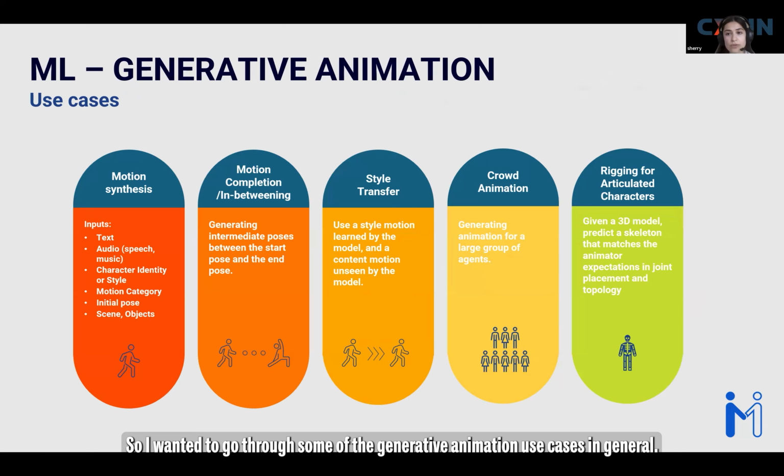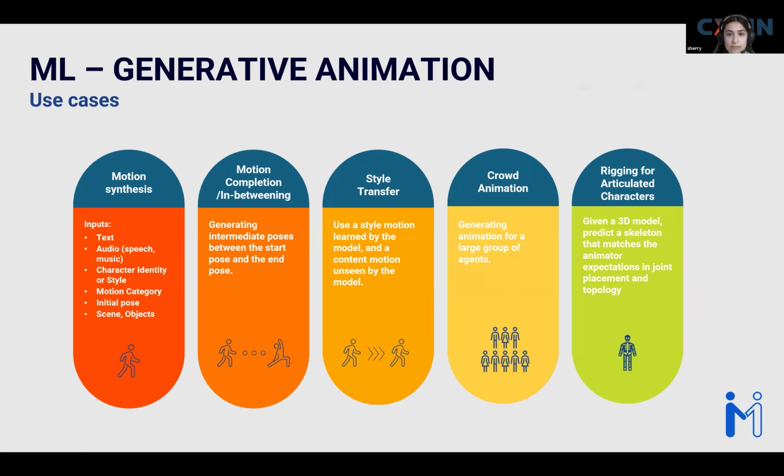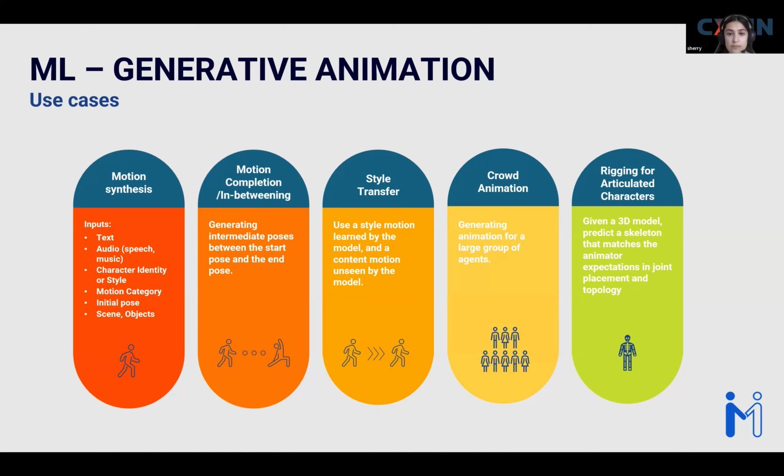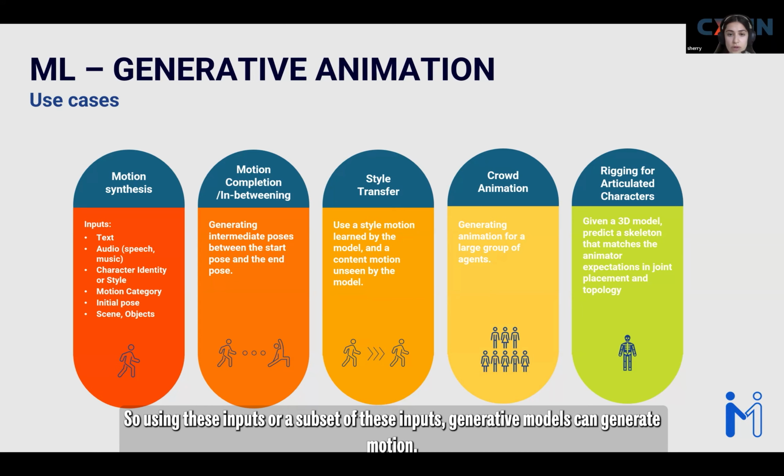So I wanted to go through some of the generative animation use cases in general. The first use case is motion synthesis. So given inputs such as text, audio, this includes speech or music, character identity or style, motion category, initial pose, also known as seed gestures, and the scene or objects in the scene. So using these inputs or a subset of these inputs, generative models can generate motion.